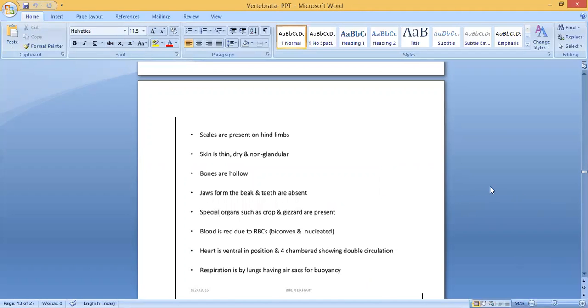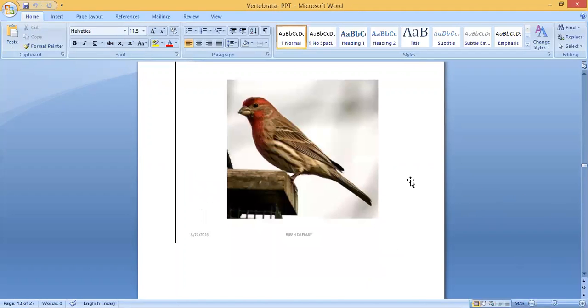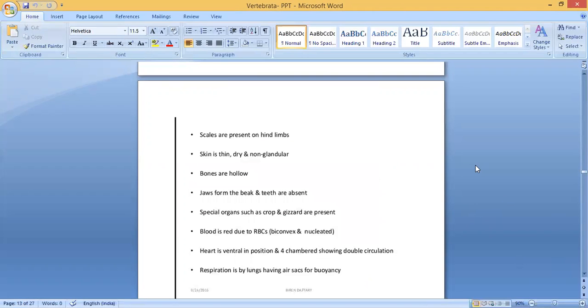Scales are present on hind limbs. Here, this forelimb is modified into wing, and this is a hind limb. You can see here scales, small scales. Scales are present on hind limbs. Skin is thin, dry and non-glandular. Thin skin and also dry and non-glandular, without glands.